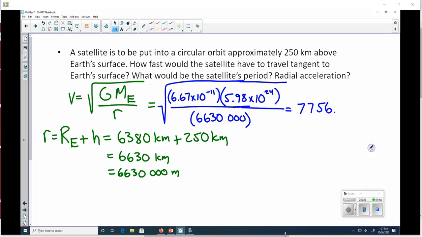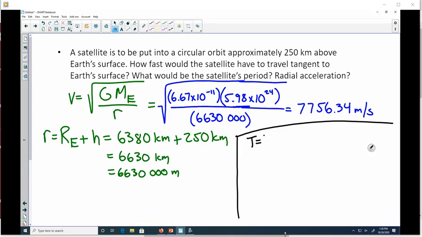So the velocity of the satellite, 250 kilometers above the Earth, would have to be 7,756 meters per second. At the surface, it would have to be 8,000 meters per second. So here, we've determined that if you go just a little bit higher, that it need only be 7,700 meters per second.